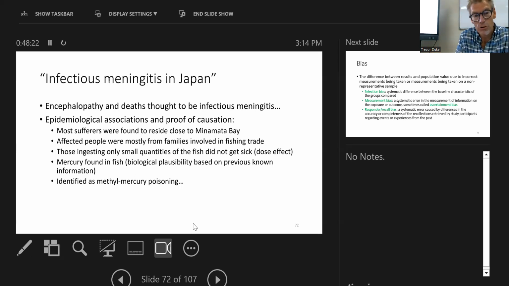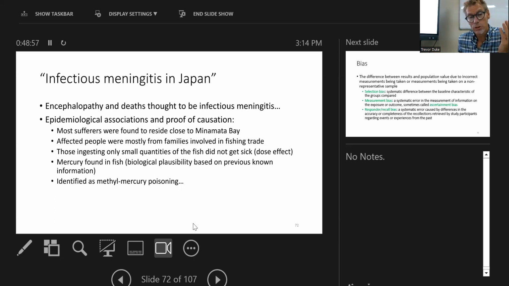And those who ate only small quantities of fish didn't get sick. So again, it's a dose effect. Those who ate more fish got more sick. And then they looked in the fish to see if there was any chemical there, because they thought it might be due to mercury poisoning, and they found mercury. So again, you've established biological plausibility, a dose effect, and a temporal relationship: eating fish that were caught in the Minamata Bay and getting the encephalopathy. And then it was identified as methylmercury poisoning.